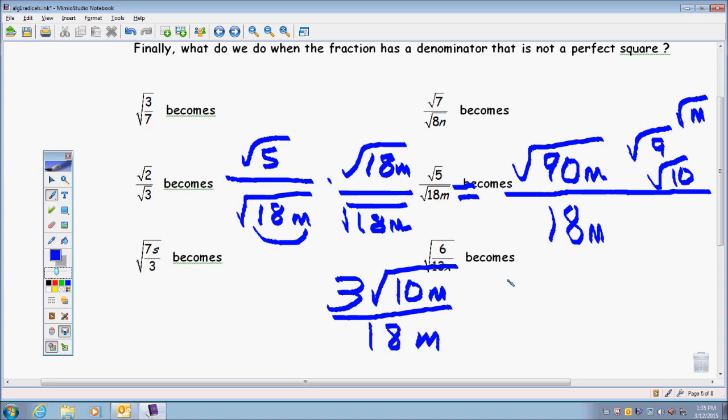3 over 18 becomes 1 over 9. So you have 1, and you don't need to write the 1. So 1 over radical 10m over 9m. Don't cancel the m's. One's inside the radical, one's not. There's your answer.